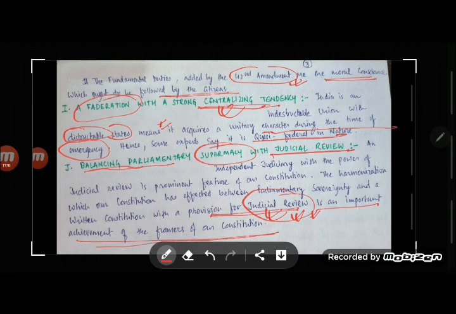So basically we have dealt with the salient features of the Indian Constitution. We have discussed India as a sovereign, socialist, democratic and republic state, parliamentary system of government, single citizenship, universal adult franchise, independent and integrated judicial system, fundamental rights, fundamental duties and directive principles of state policy, balancing parliamentary supremacy with judicial review, a federation with a strong centralizing tendency, a unique blend of rigidity and flexibility, and last but not the least, the longest written constitution in the world. So that's all for today. Further we move to the next topic, that is the basic structure of the Indian Constitution.